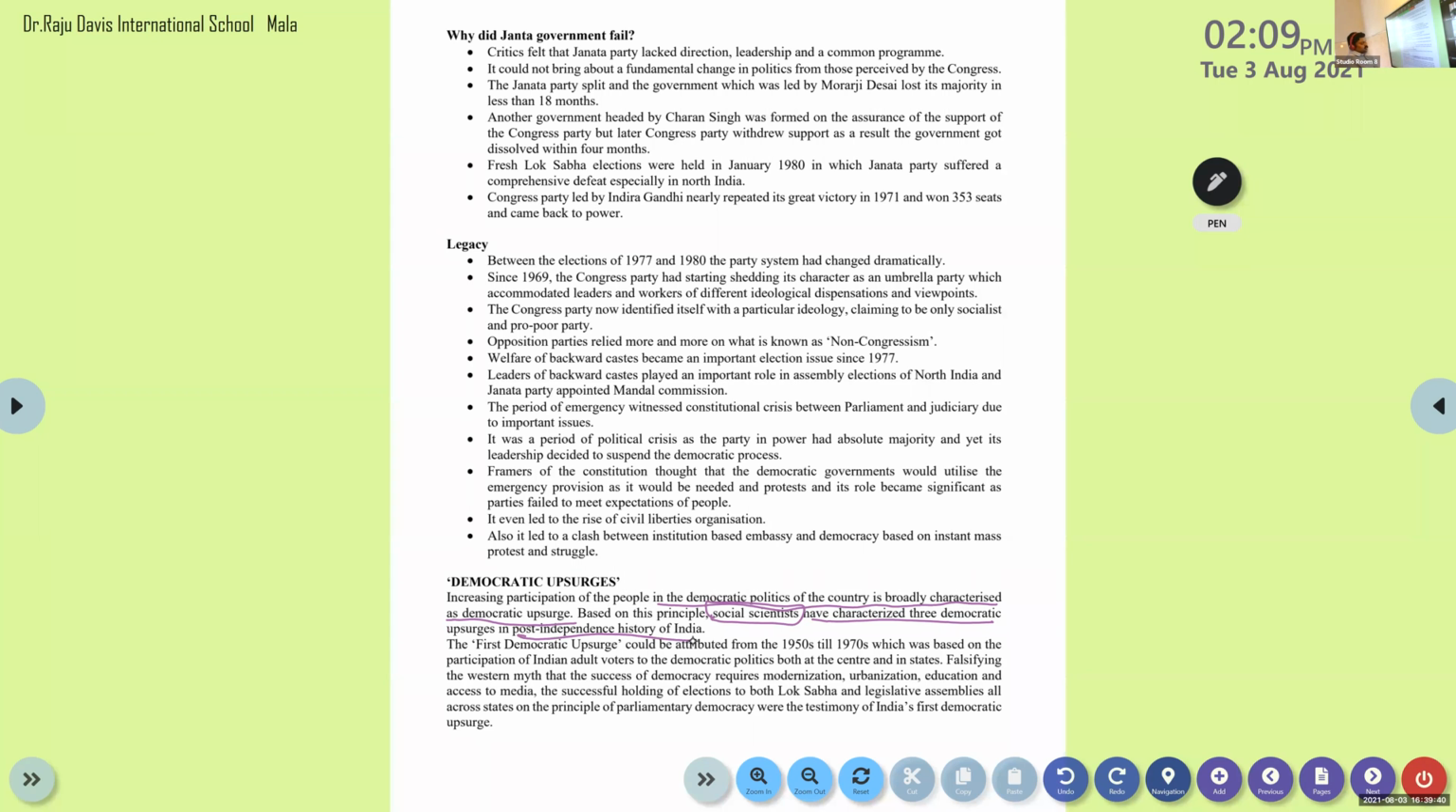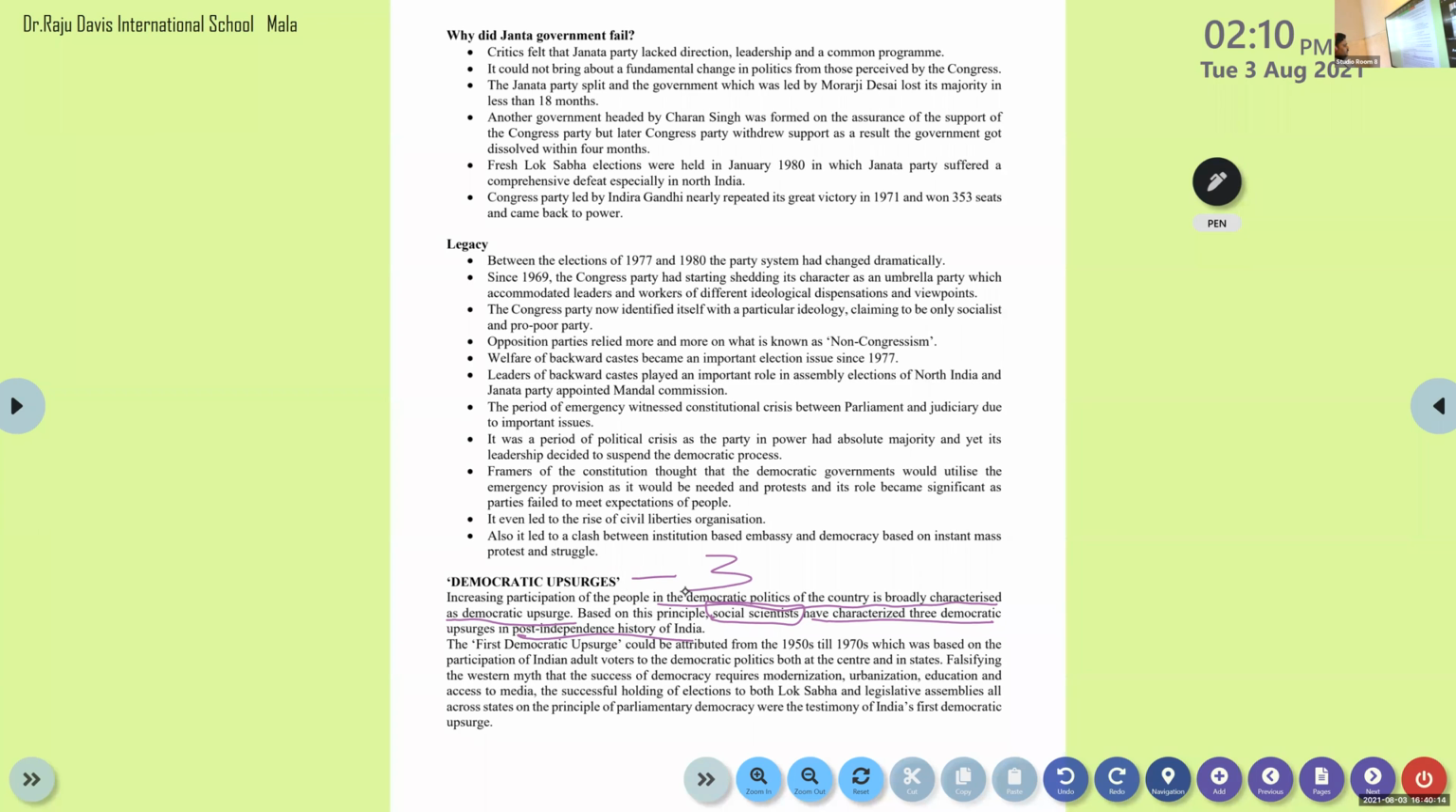Based on this principle, the participation of the people in democracy, the social scientists characterized three democratic upsurges in independent India. So after independence, there are three phases. In these three phases, people started participating in democratic politics in various ways, in a positive way. So three divisions are there: democratic upsurges, three in number after independence.